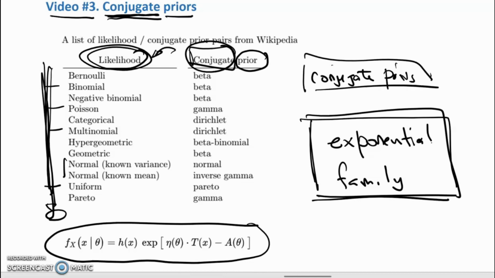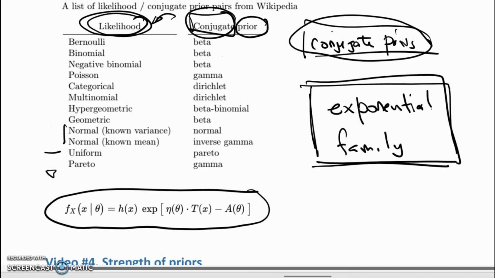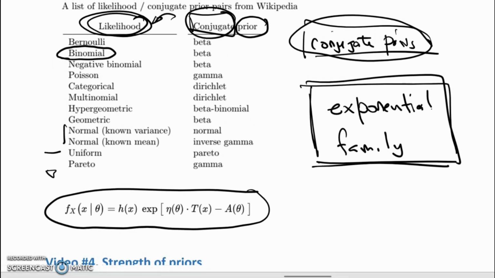In a practical sense, this conjugate pairing is important because it can simplify calculations. So what we're going to see in the first 6 weeks of this seminar, we're dealing with binary dependent variables that are going to have a binomial likelihood function, and the conjugate is going to be a beta.